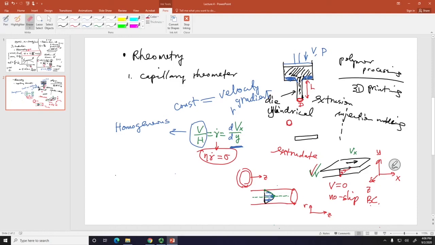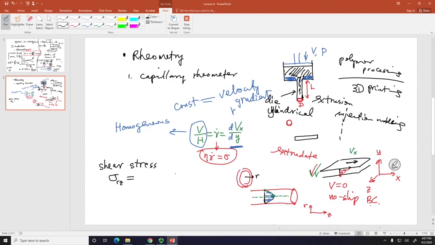So if I look into the die, I have this r coordinate here, and z is going into my screen. So it's quite straightforward to visualize a shear stress in capillary flow. The shear stress occurs because the deformation has a velocity gradient in the r direction, and the shape change is in the z direction.